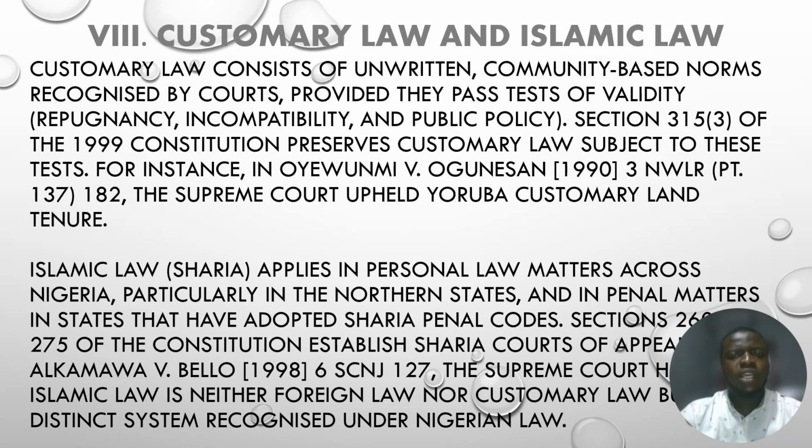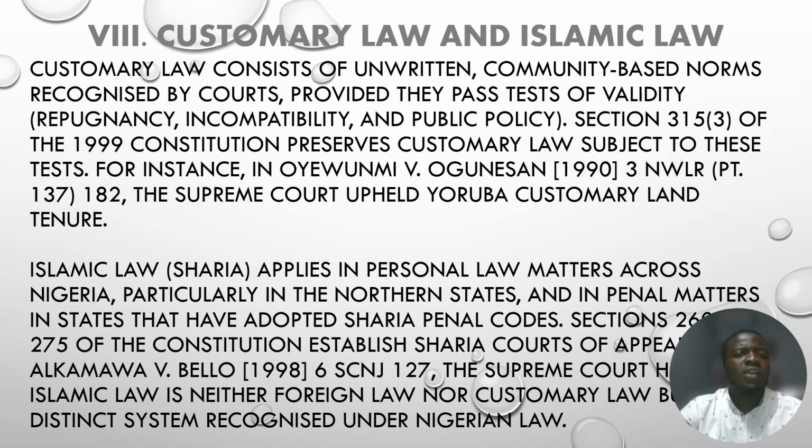Then the next thing is customary law and Islamic law. This is based on laws that are also applied in different areas. Okay, so customary law consists of unwritten community-based norms recognized by court provided they pass the test of validity. So customary laws are unwritten community-based norms. Like in every community, they have their norms and tradition, but they are not written. So this is customary law. But it is accepted when it passes the test of validity.